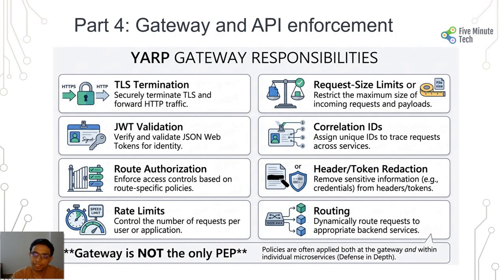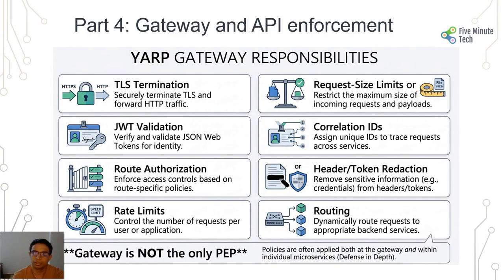Now part 4, gateway and API enforcement. This is something we'll be doing with the YARP gateway and its responsibility. The YARP gateway is our edge policy enforcement point, or PEP as we call it. It provides the first enforcement layer, and it receives external traffic, validates the access token, applies route-level authorization, rate limits requests, and adds a correlation identifier.